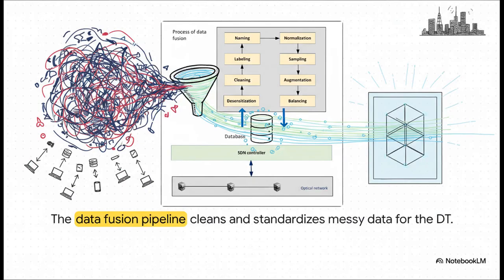But there's a big hurdle. Before you can build that perfect virtual mirror, you have to deal with the raw data. And real-world data is, well, it's messy. It's coming in from thousands of different devices in all kinds of different formats. That's where this data fusion pipeline is so critical. It's like a super-powered cleaning crew. It takes all that chaotic raw data and cleans it, labels it, and standardizes it, turning a huge mess into a pristine, reliable source of truth that the digital twin can actually understand and use.